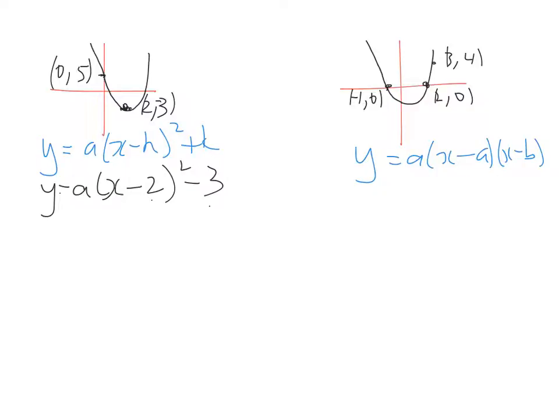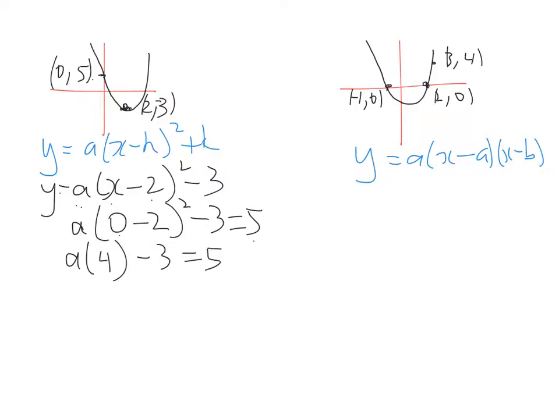So that's what we've got, so now we want to solve for a. We replace x with the x coordinate that we know here, and from there we solve for the value of a. So instead of x, we're going to put 0. So a times 0 minus 2 all squared minus 3 equals 5, because at x equals 0, y equals 5. And from there we'll have a times 4 minus 3 equals 5. Bring our 3 over to the other side, so we'll have 4a equals 8. And from there, a equals 2.